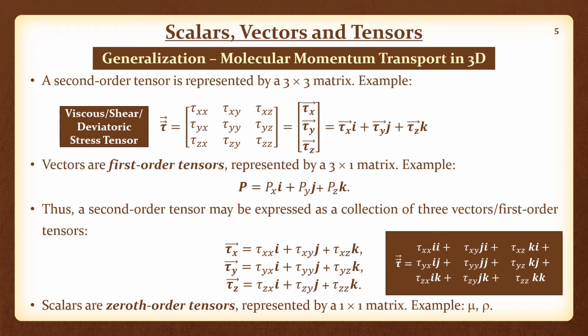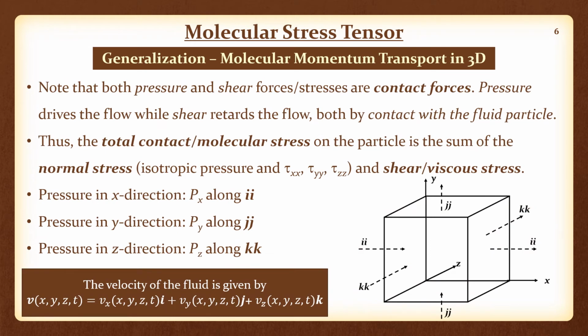So the example for scalars would of course be some properties like viscosity and density. Keep in mind that both the pressure forces and the shear forces are contact forces. These both measure rates at which momentum is transported by virtue of a contact, right? In shear force, it is contact, but it is in a tangential direction, and therefore there are two directions involved. In pressure, it is in the normal direction, and therefore there is only one direction involved.